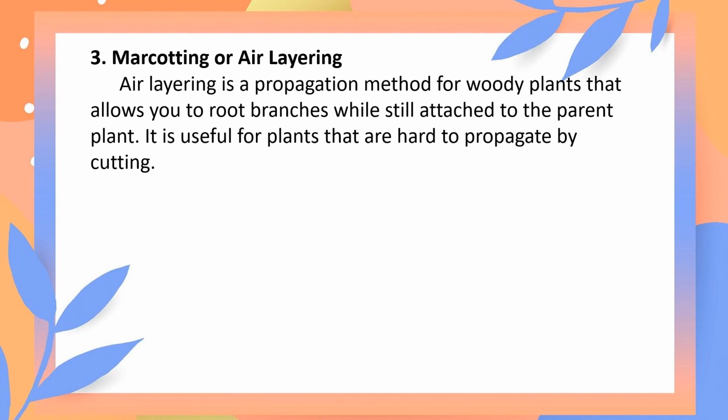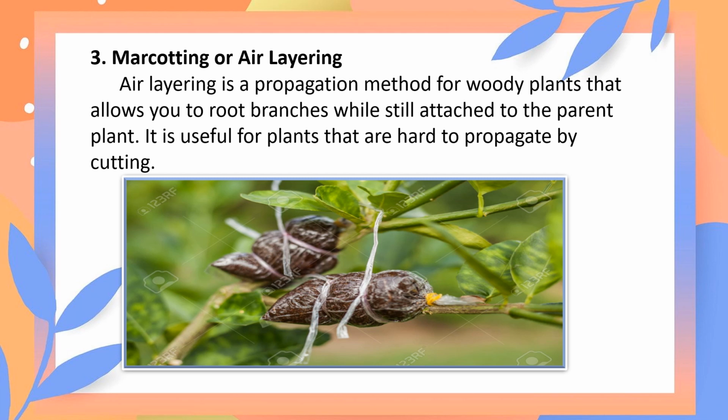Next, we have marcoting or air layering. Air layering is a propagation method for woody plants that allows you to root branches while still attached to the parent plant. It is used for plants that are hard to propagate by cutting.